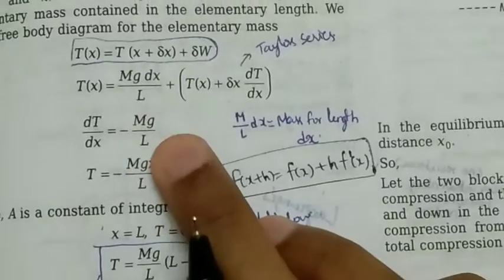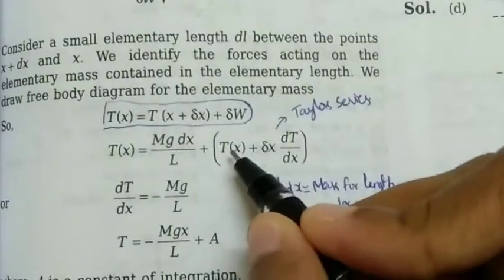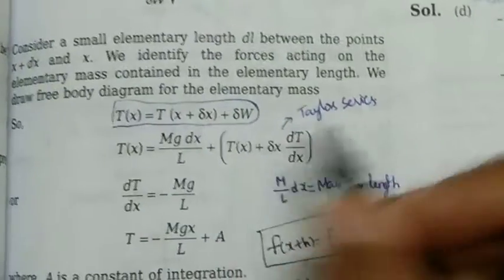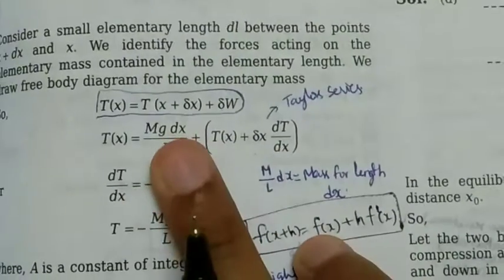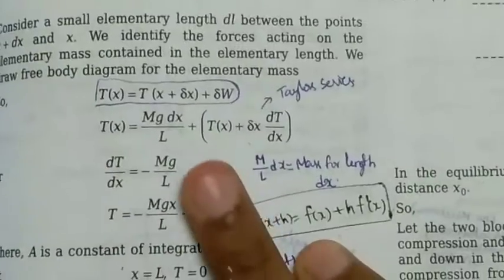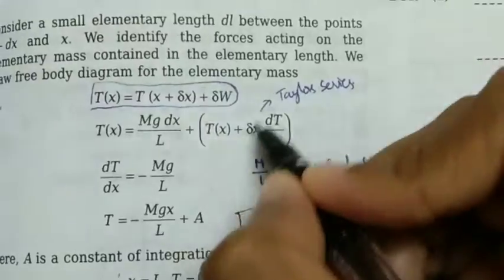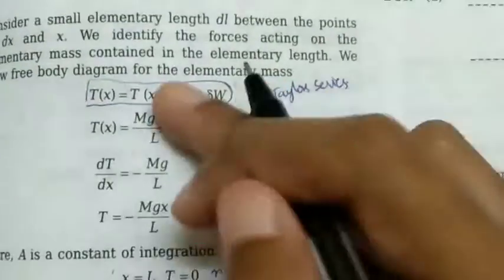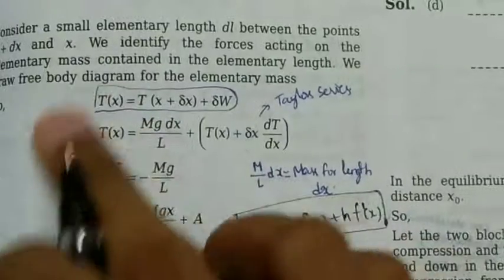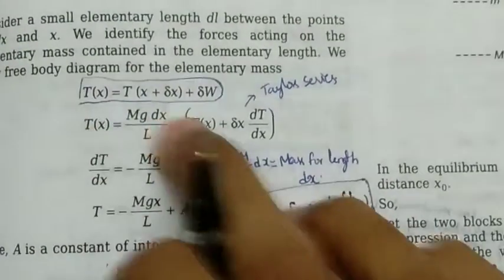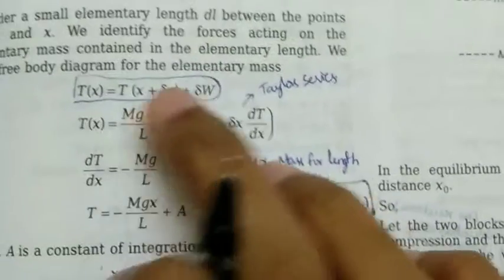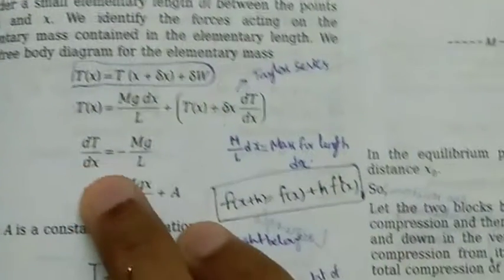Now what we have to do is simplify it. T of x here and T of x here get cancelled, and this mg dx by L we send to that side. Here it is adding, so going to the other side it subtracts. Delta x is nothing but dx, so dx is common. If we take it common, what remains is mg by L plus dT by dx. Sending this mg by L to the other side, dT by dx is equal to minus mg by L.